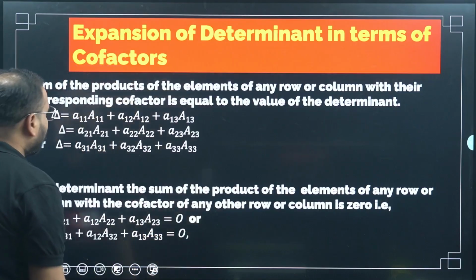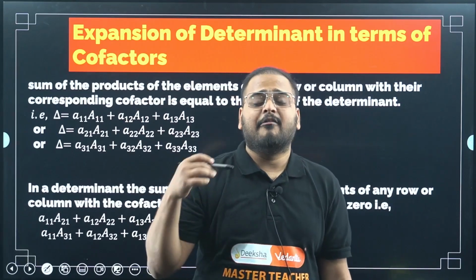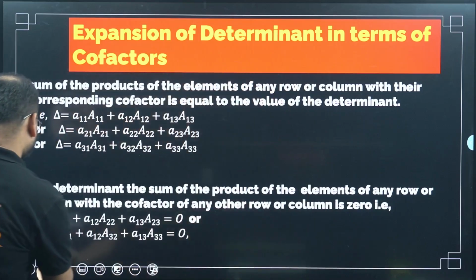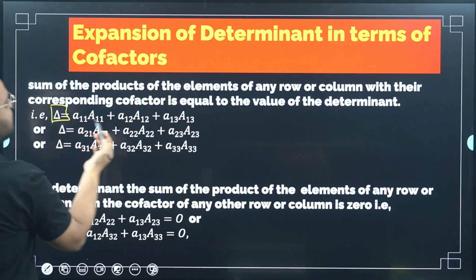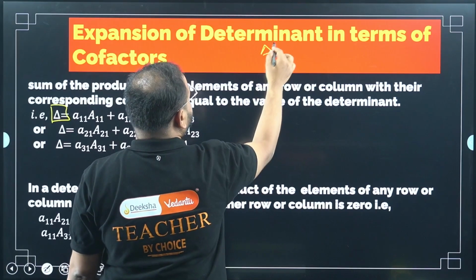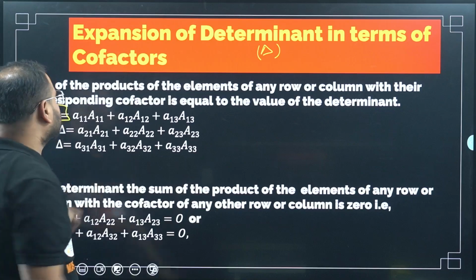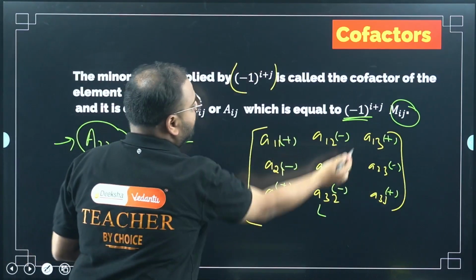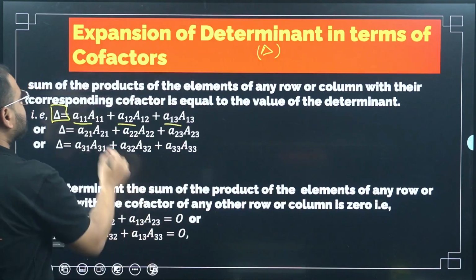Now, if you are doing expansions, meaning if you're trying to expand and find the value of the determinant using cofactors, how does that work? Look here. This triangle symbol represents the determinant. If I find the determinant across A11, A12, A13, I'm finding it across my row 1.